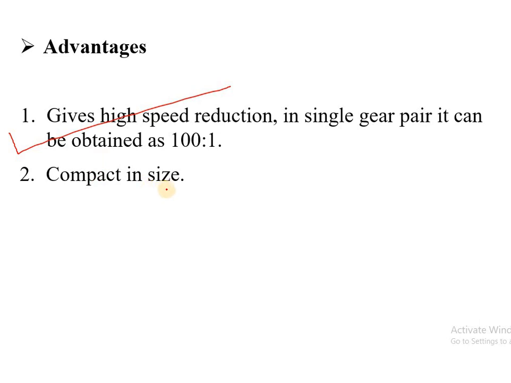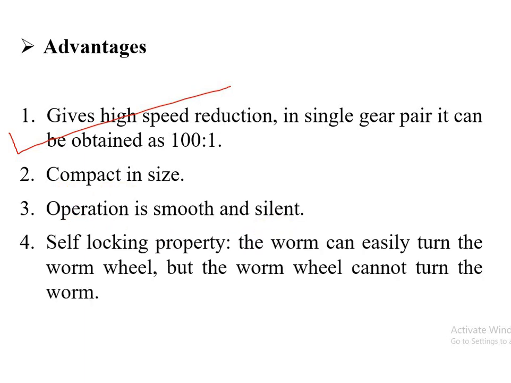Second, it is compact in size. As the size of the worm is small, the drive is compact. Operation is smooth and silent. And the main advantage is the self-locking property. That is, the worm can easily turn the worm wheel, but the worm wheel cannot turn the worm. It means power is transmitted in one direction only, and reverse direction transmission is not possible.